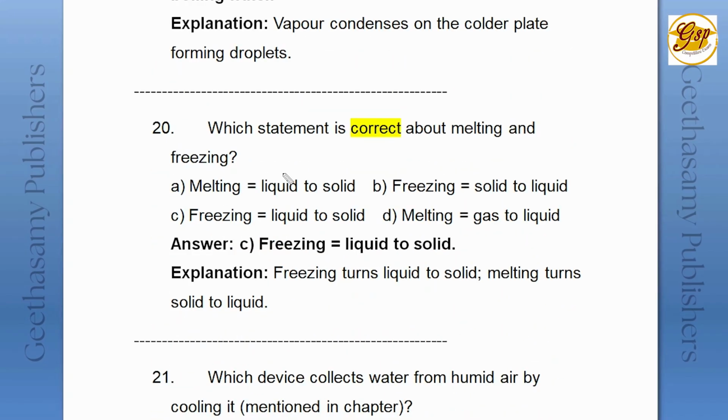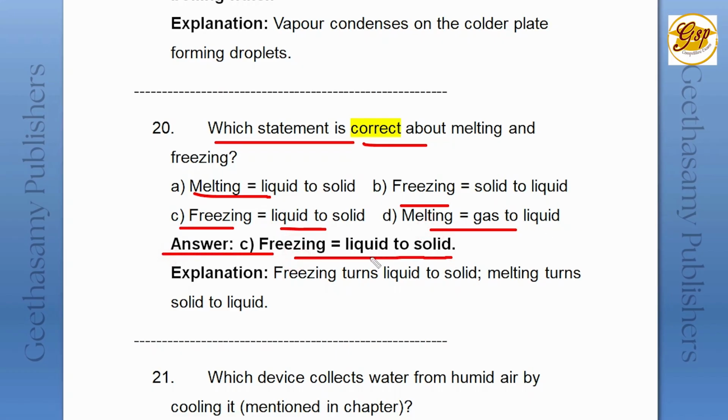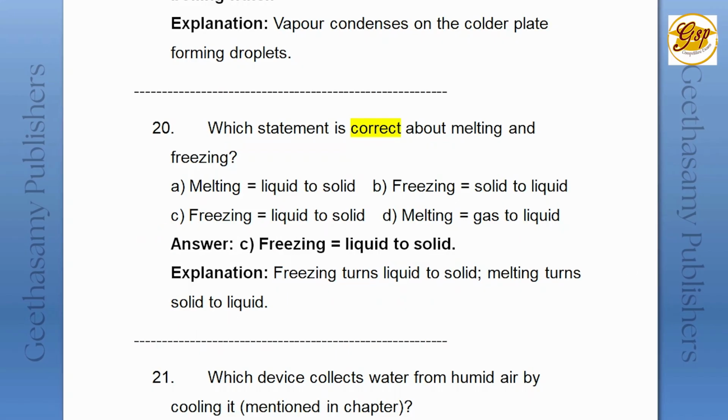And 20th question. Which statement is correct about melting and freezing? Melting is liquid to solid; freezing is solid to liquid; freezing is liquid to solid; or melting is gas to liquid. The correct answer is C, freezing is liquid to solid. So freezing turns liquid to solid, melting turns solid to liquid. So that's the thing. Fine.